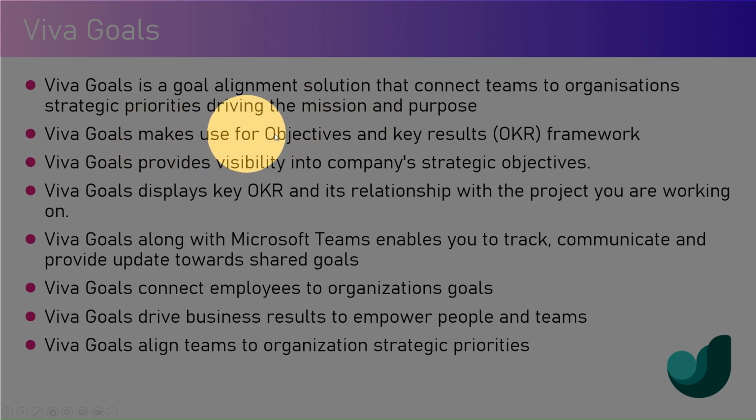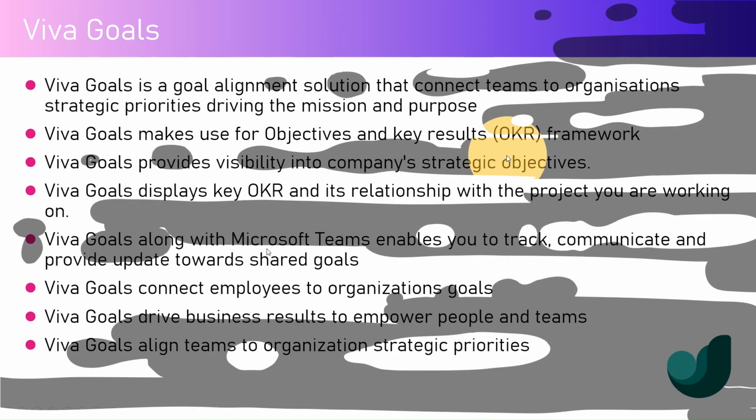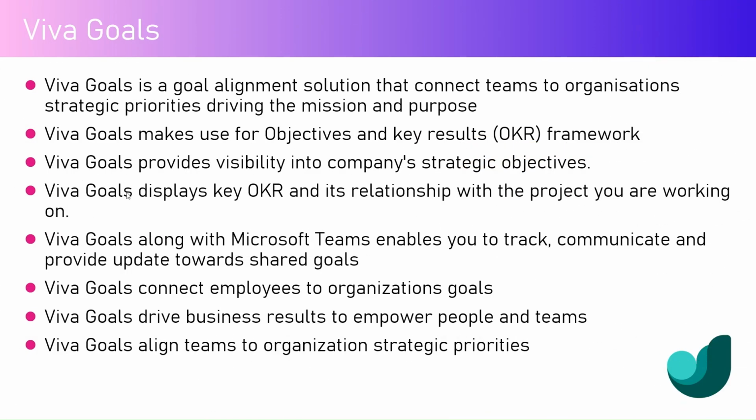Viva Goals makes use of OKR, the objectives and key results framework. Viva Goals provides visibility into the company's strategic objectives. It displays key OKRs, objectives and key results, and their relationship with the project you're working on. So basically, Viva Goals allows you to set goals which are completely aligned with the organization's mission and purpose.